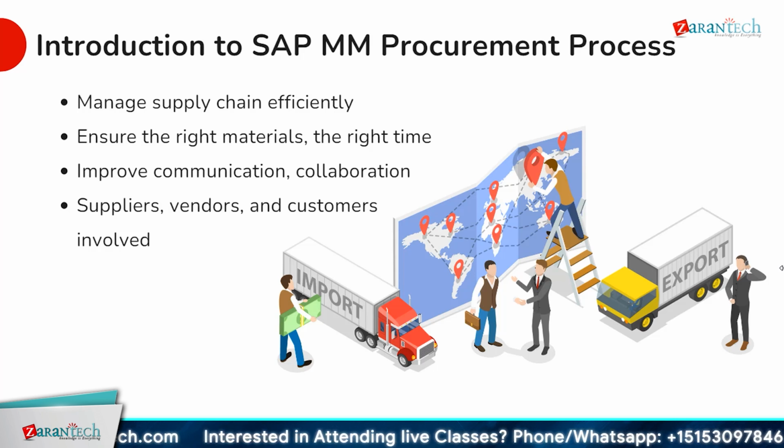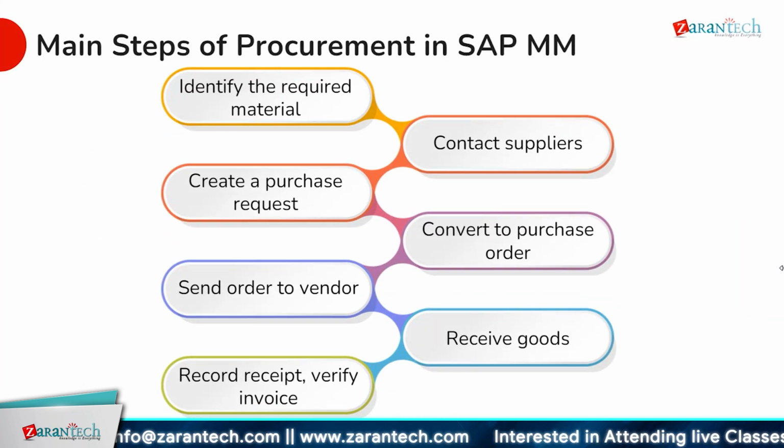It provides real-time visibility into the procurement process, which allows organizations to track the status of purchase orders, monitor vendor performance, and make informed decisions. SAP MM helps organizations build strong relationships with their suppliers, which ensures timely delivery of material and optimal pricing. So overall, SAP MM's procurement process capabilities enable organizations to optimize their supply chain operation and meet their material requirements effectively. Now, moving ahead, let us look into the main steps of procurement in SAP MM.